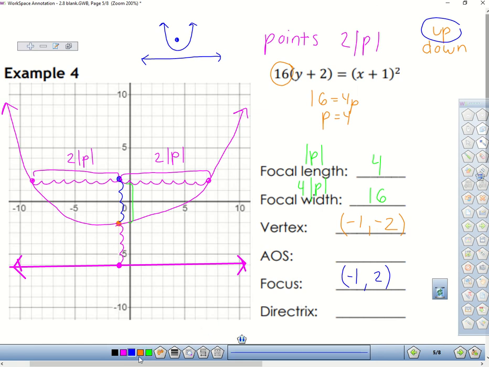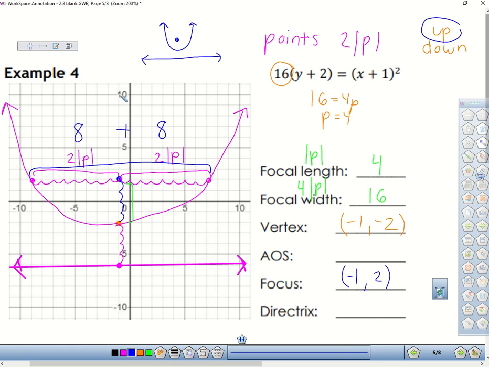Wait, are you confused? For which one? Oh, yeah, that's each separate distance right here. So this distance is 2 times the absolute value of p, which is 8. And this distance is 2 times the absolute value, which is 8. The focal width is this whole length right here. So when you add them together, you get 16. Does that make sense? Okay.